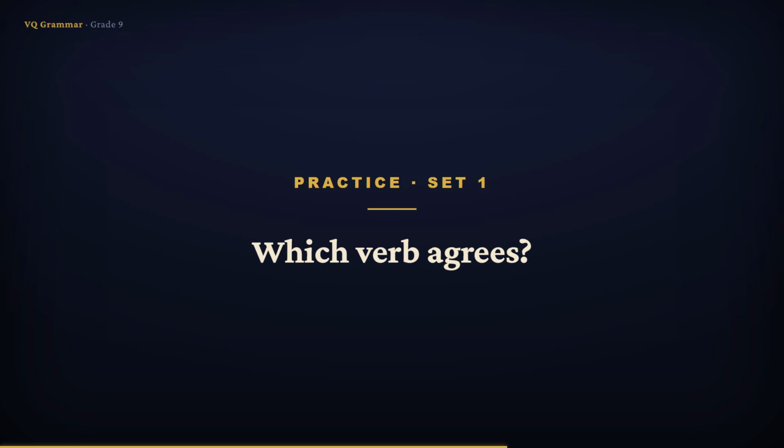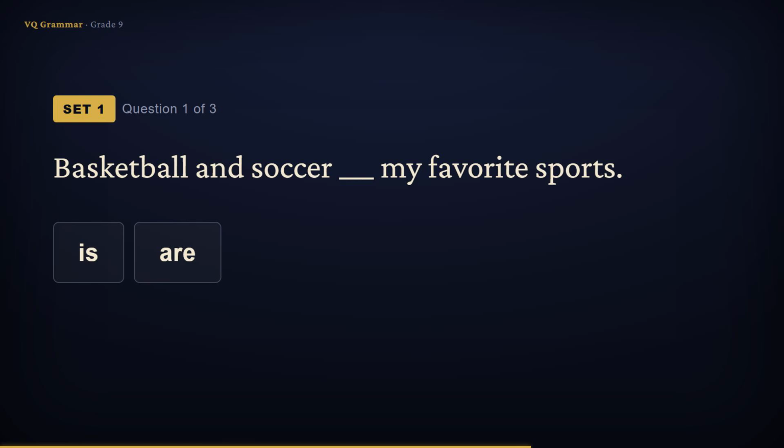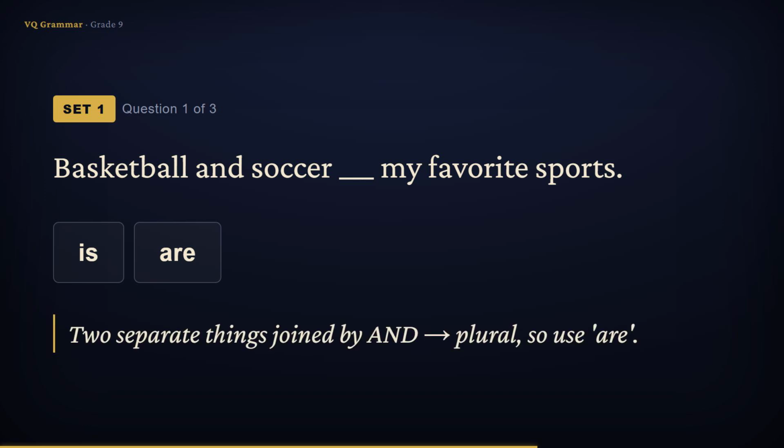Let's practice. In this first set, I'll give you a sentence with the verb missing, and you choose the form that agrees with the compound subject. Check the joining word first, then decide. Pause the video and try each before I reveal the answer. Basketball and soccer, blank, my favorite sports. These are two different, separate sports joined by and, so the subject is plural. That means we need are. The answer is are.